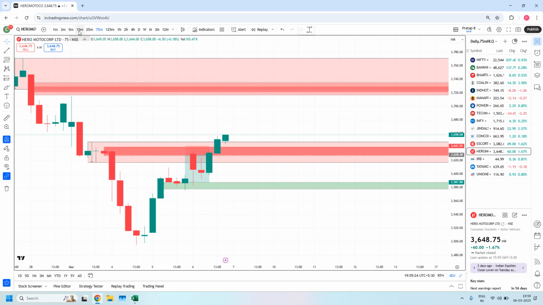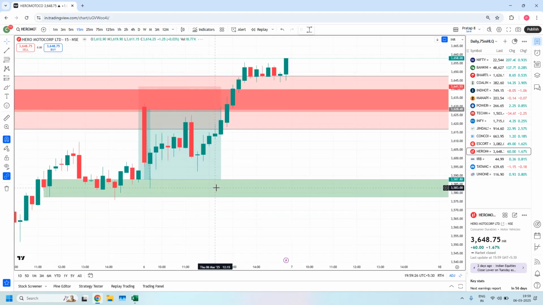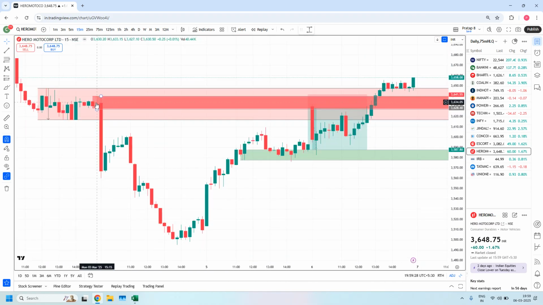Go to the 15 minutes time frame. In the 15 minutes time frame, you see you have a rally candle. How many base candles? 1, 2, 3, 4, 5. 5 base candles and a drop candle, high explosive leg out. This is the 15 minutes zone.